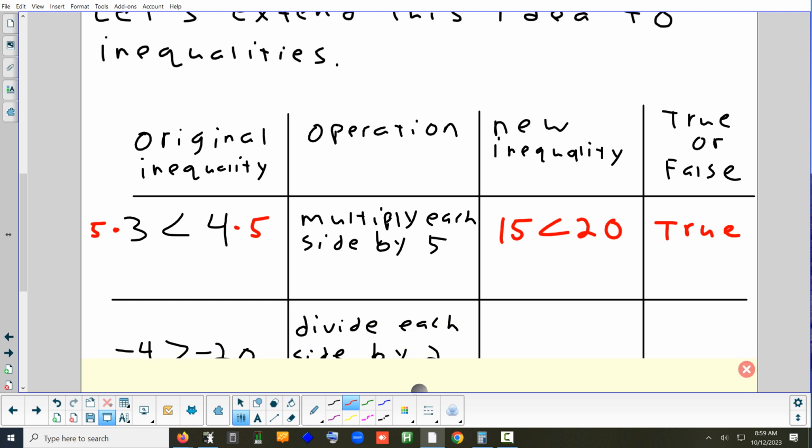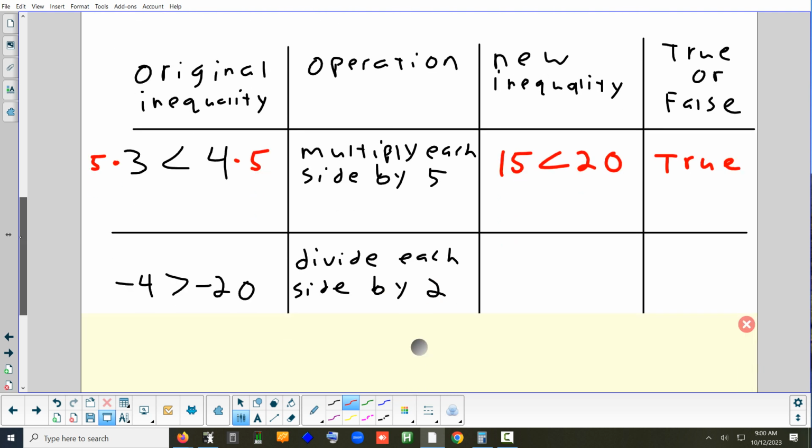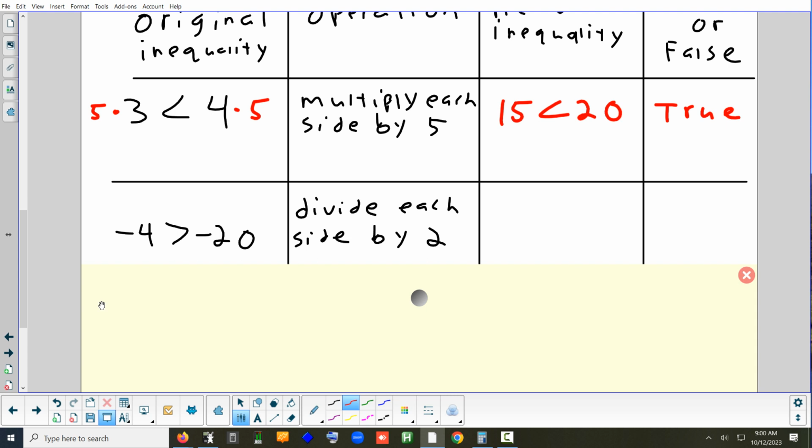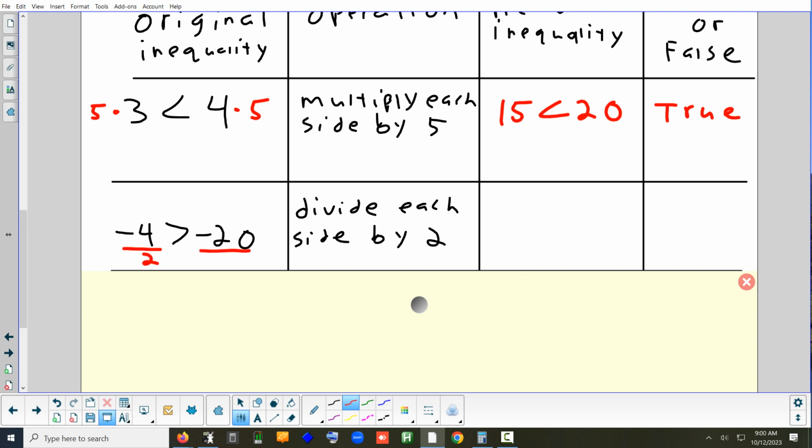All right, let's try this. Let's try negative 4 is greater than negative 20. Is that true? Yes. Negative 4 is a bigger number than negative 20. The further to the right on the number line, the bigger it is, and negative 4 is further to the right. Now, it says I want to divide each side by what? 2. Okay, so we're going to divide by 2.